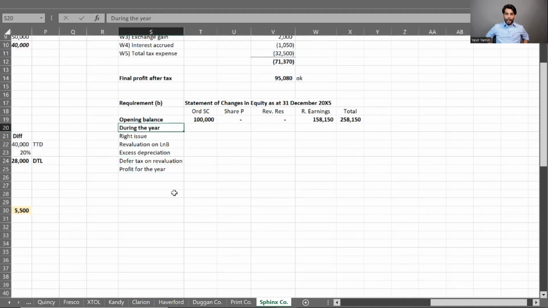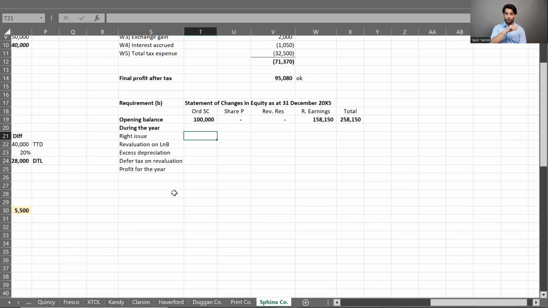So what is the value of the rights issue? Remember it was 25,000. So the rights issue: 20,000 came to ordinary share capital, and 5,000 came to share premium. So the total should be 25,000.